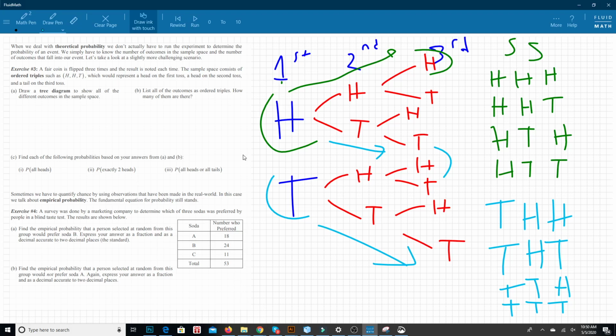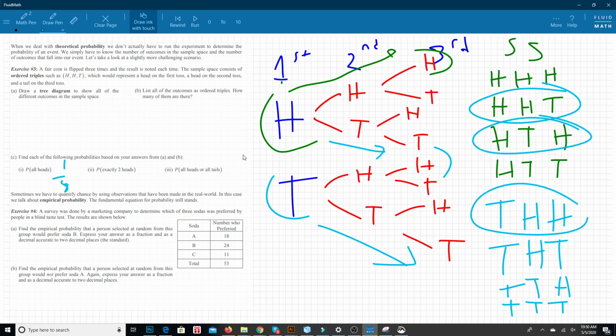Then if you look at C, find the probability of getting all heads. Well, there's one with getting all heads, and the total outcomes will be my denominator, so that would be 8. So the probability of getting that event would be 1 over 8. Then exactly 2 heads. So we're looking for exactly 2 heads. Well, we have this right here, this right here, and this right here. So that's just 3 over 8.